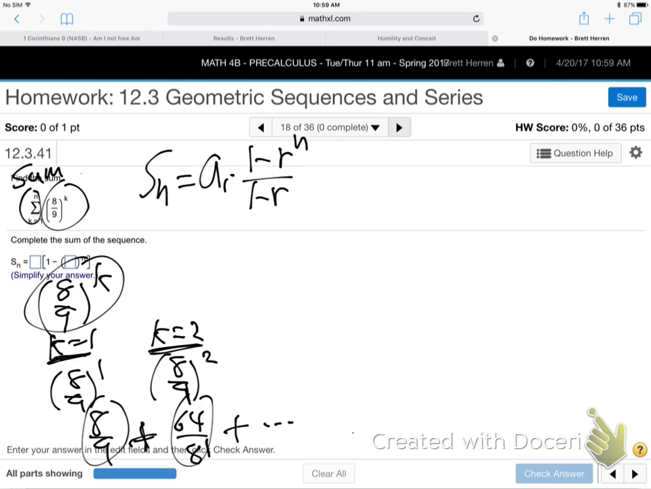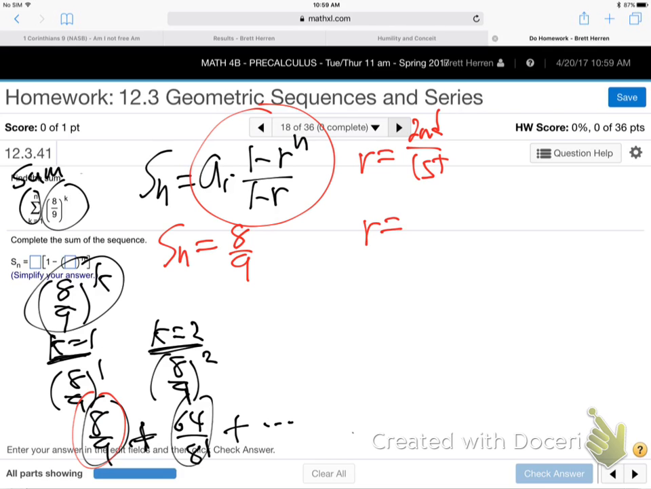Okay, so we've done all that now. Now, can we get a formula for the sum, for the S sub n? Well, yeah, it's A1. What's A1? Yeah, 8/9, right? First term. What's R? Can you tell what R is? It's 8/9 also, yeah. If you're not sure, remember it's second term over first. So second term, 64/81s over first term, right?